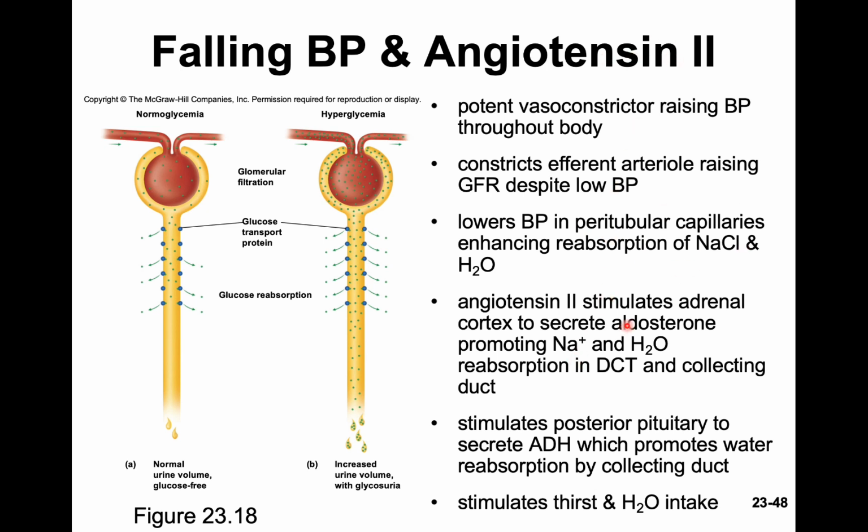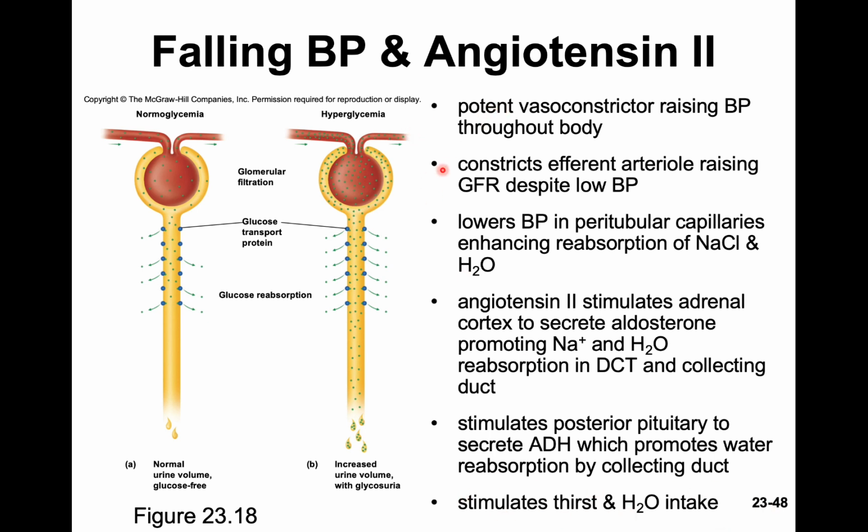It stimulates secretion of aldosterone to reabsorb sodium and water. It's going to stimulate the posterior pituitary to make ADH. This is a new one. We haven't mentioned this one in the last slide yet, but angiotensin 2 is going to stimulate the posterior pituitary to make ADH to reabsorb water, and it's going to stimulate thirst.